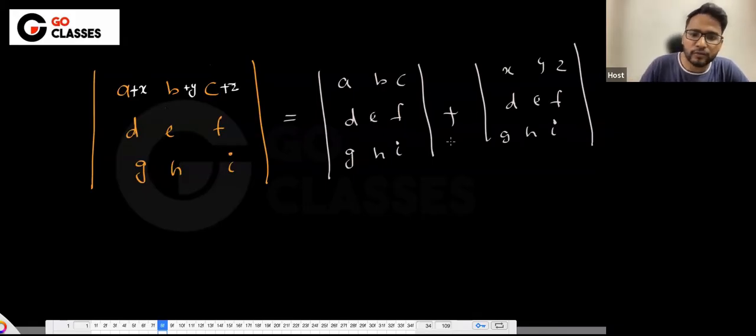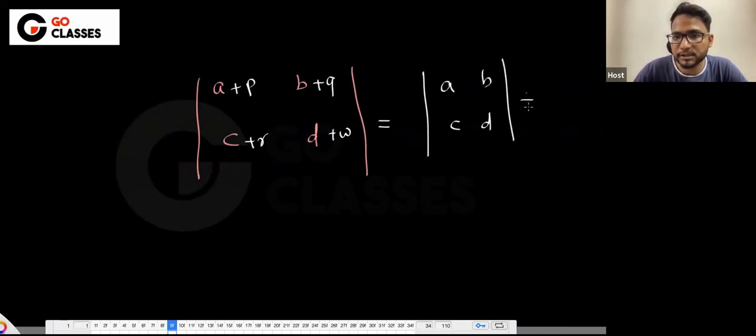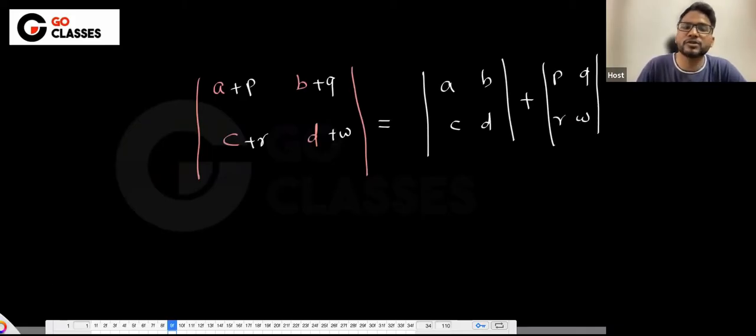Okay, it will get clear. Let me ask you one question. Suppose you have the matrix with rows A plus P, B plus Q, and C plus R, D plus W. Can you write it as the determinant of A B C D plus the determinant of P Q R W? Tell me, just based on the property we have just seen. No. The reason is that you have to apply the linearity 1 row at a time. You cannot apply linearity to 2 rows at a time. This is wrong.